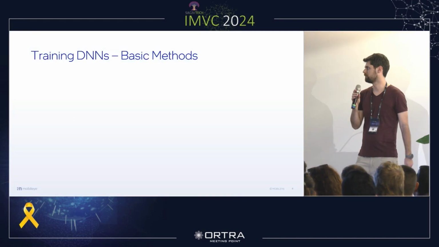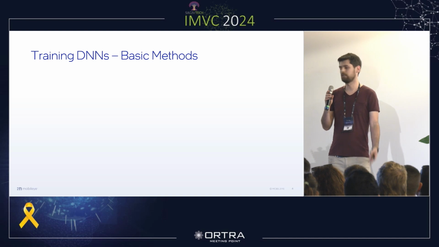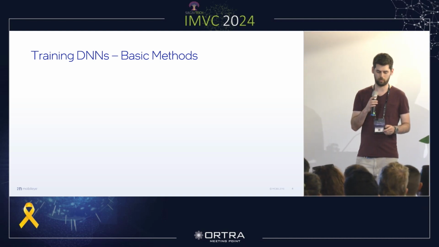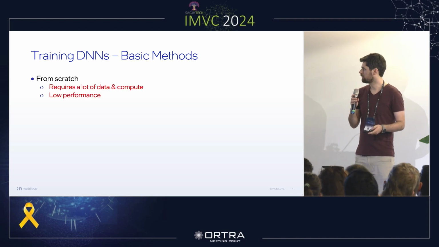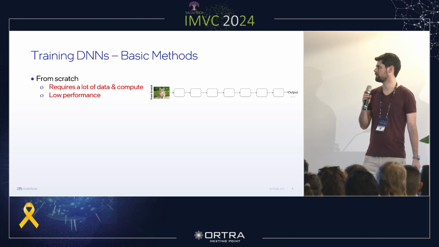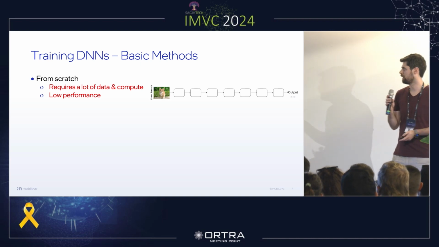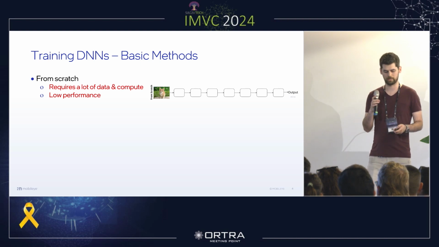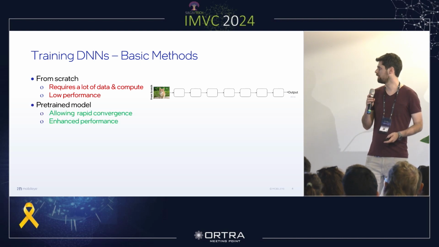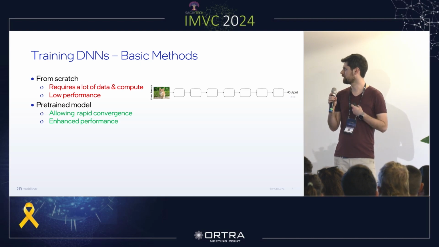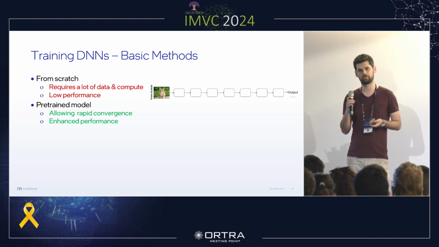So let's start with motivation. How are we training deep neural networks? We have a few ways to do this. Let's start with the basic methods. The first thing that we can do is train from scratch. This requires a lot of data and also has low performance. We can also use a pre-trained model, which will allow us to get more rapid convergence and better performance.